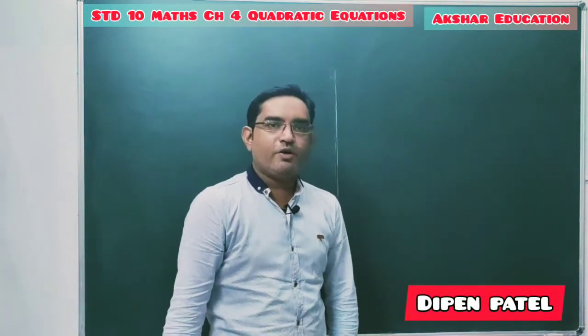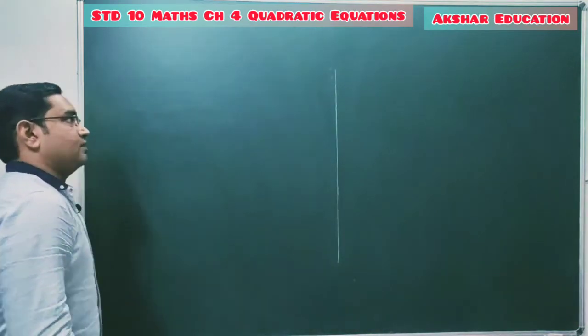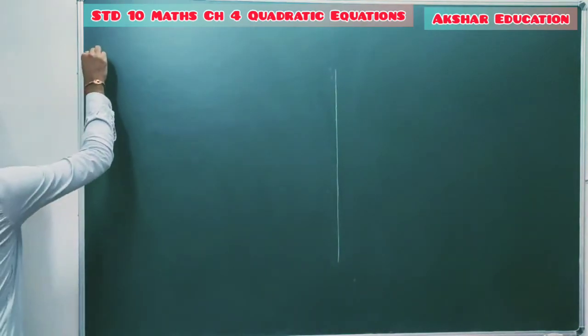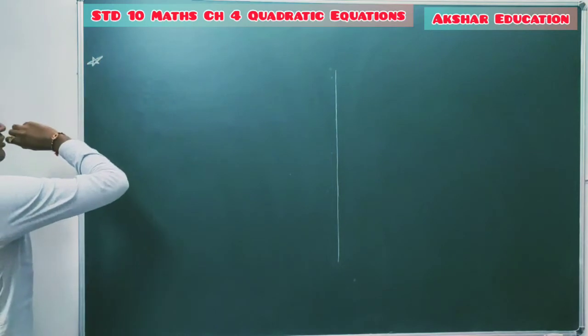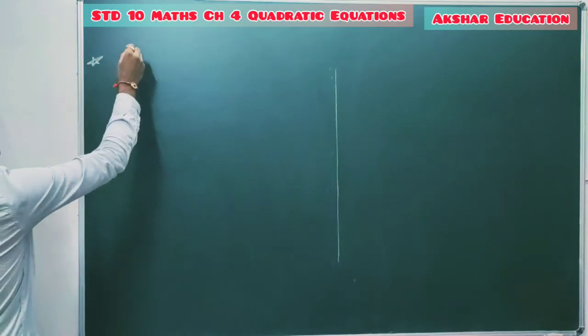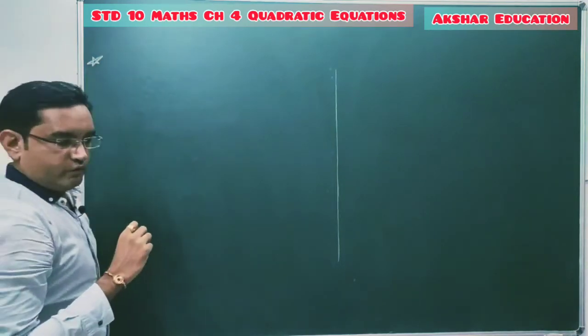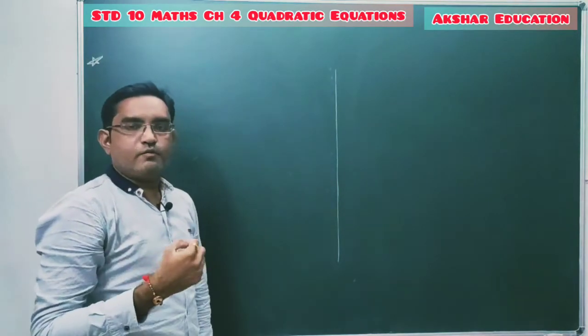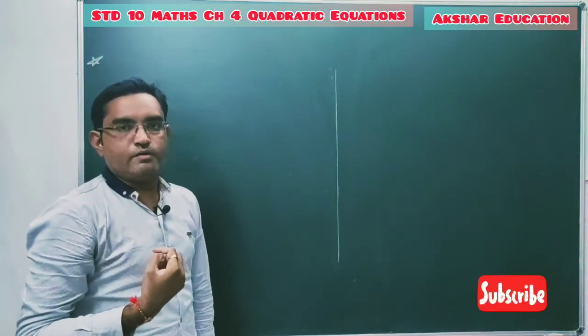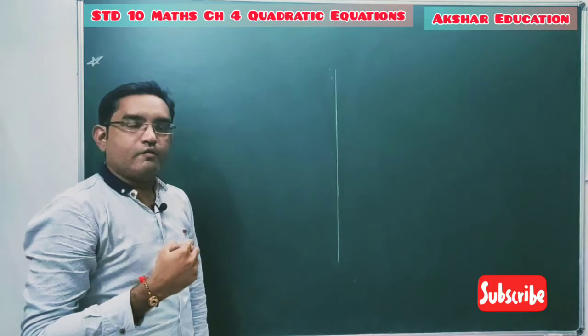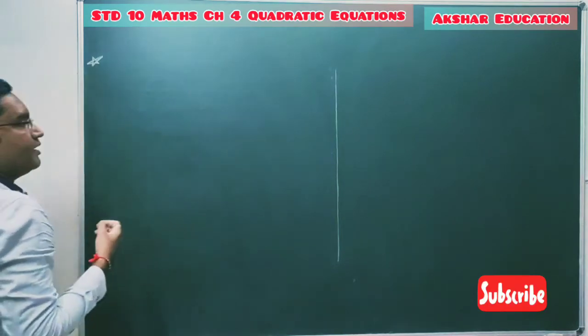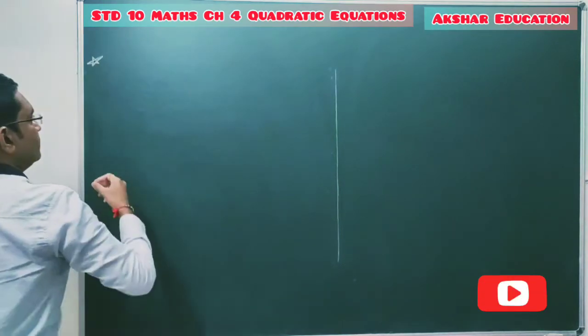In this video we are going to discuss the completing square method for the solution of a quadratic equation. So what is the completing square method? We have discussed the factorization method for the solution of any quadratic equation. Now the second method for the solution of any quadratic equation is the completing square method.